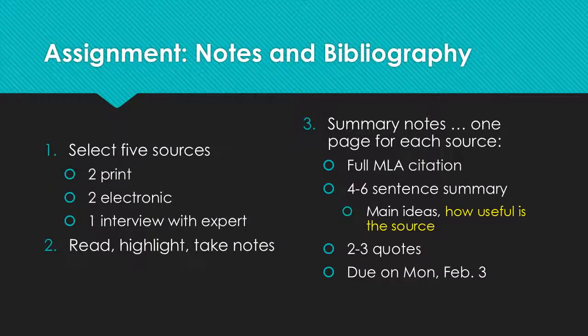So as you're writing your summary notes, including that 4 to 6 sentence summary, keep in mind thinking about how useful that source is to your topic. Use these 4 general categories to help you decide how you're going to use that source when you write your paper.